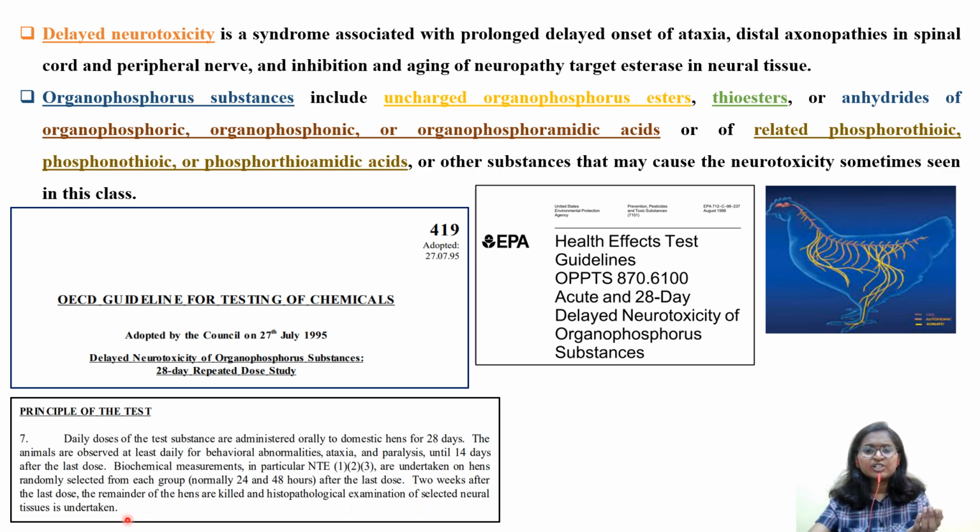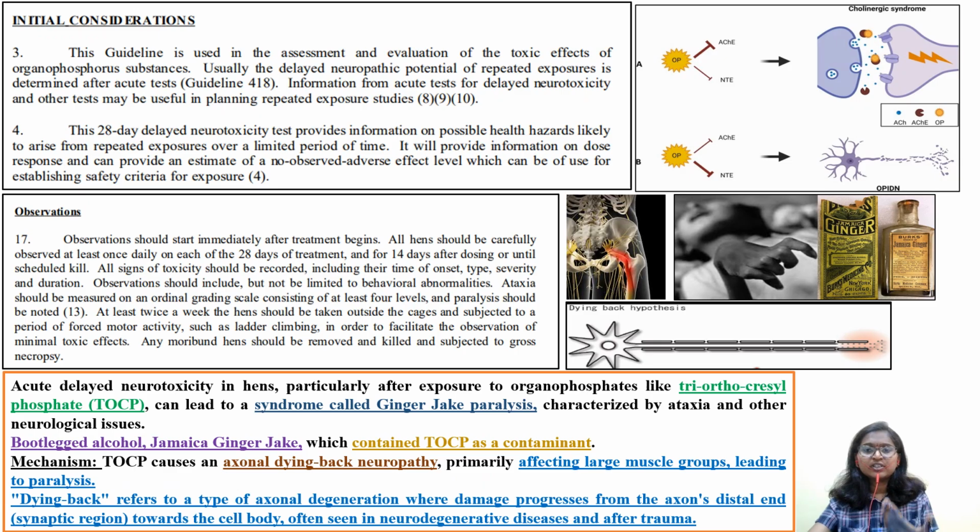If you see a typical OECD 407 study, what happens? After day 28, the last day of dosing, on day 29 all the animals will be sacrificed, except the animals kept for a recovery group. But here there is a slight difference. Two weeks after the last dose, after day 28 plus 14 days, like day 42, the remainder of the hens are killed and histopathological examination of the selected neural tissues is done. Important here is that the target organ is neural tissue. In that we'll also be seeing the sciatic nerve.